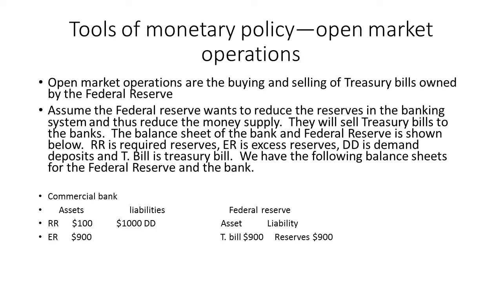So let's look at open market operations first. Well, open market operations are the buying and selling of treasury bills owned by the Federal Reserve. They own lots of treasury bills that they have purchased. In some cases, they have actually created new money to buy those treasury bills, and they hold a lot of treasury bills. Now, let's assume the Federal Reserve wants to reduce the reserves in the banking system and thus reduce the money supply. They're going to sell treasury bills to the banks.